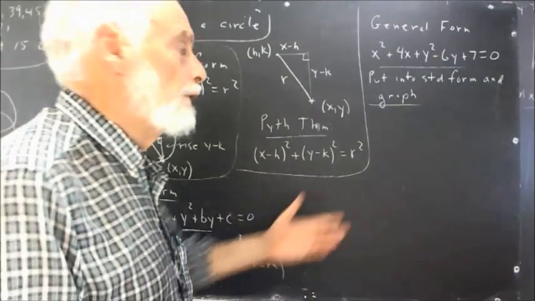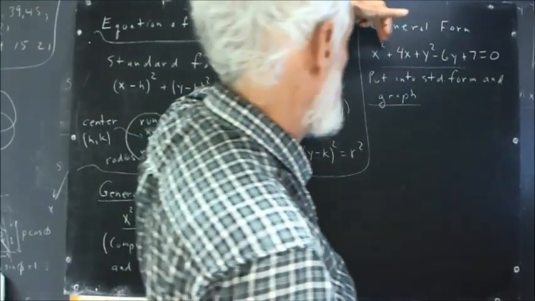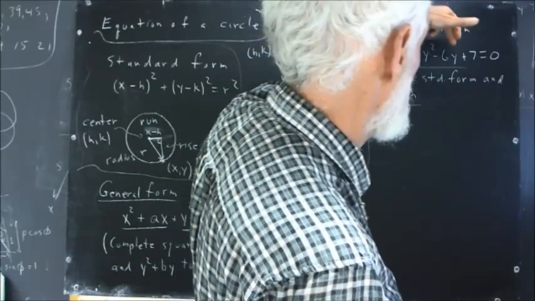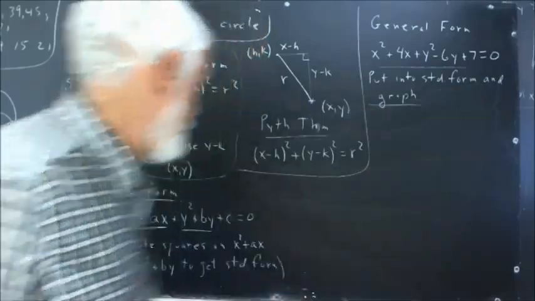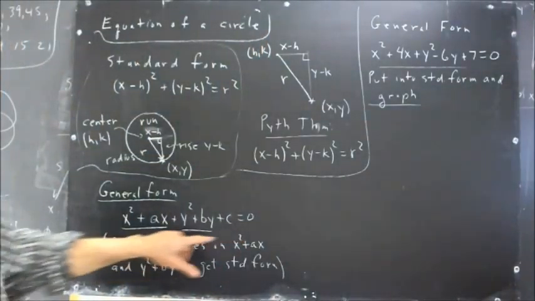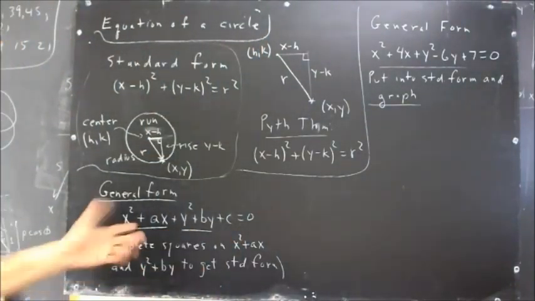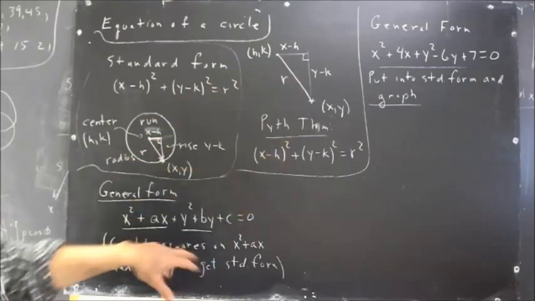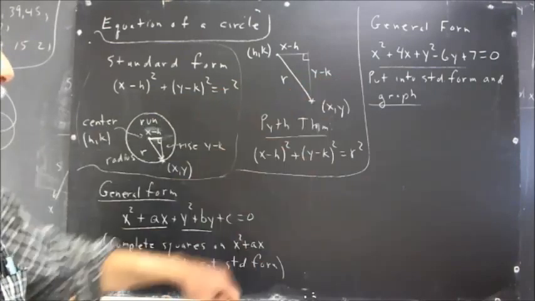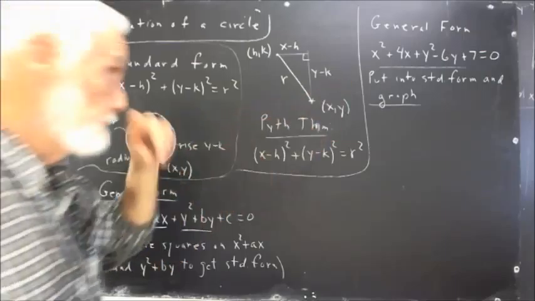Okay, let's say we've got a circle in general form: x squared plus 4x plus y squared minus 6y plus 7. We see that this form agrees with the stated general form here. A is equal to 4, b is equal to negative 6, c is equal to 7.